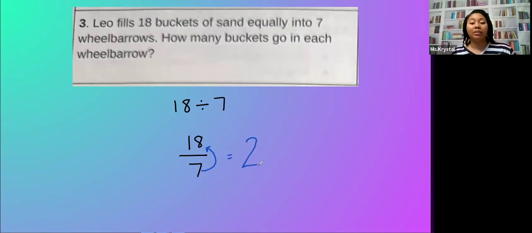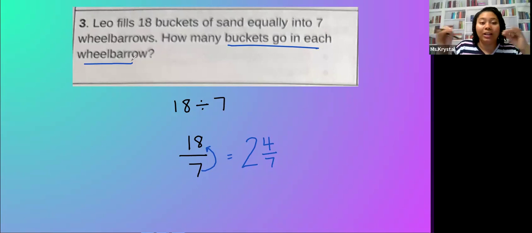Now let's count what our remainder is. 7 times 2 is 14, and we're trying to see the distance to 18. So we start at 14, 15, 16, 17, 18. And we have 4 as our remainder over the same denominator, which is 7. So we have 2 and 4/7. Also, just so you know, there's nothing that goes into both 4 and 7, so this is as far as we're going. And what are we talking about? Buckets go in each wheelbarrow: 2 and 4/7 buckets per wheelbarrow.